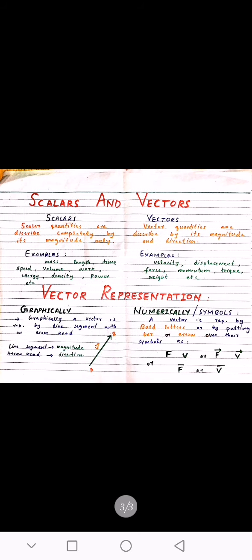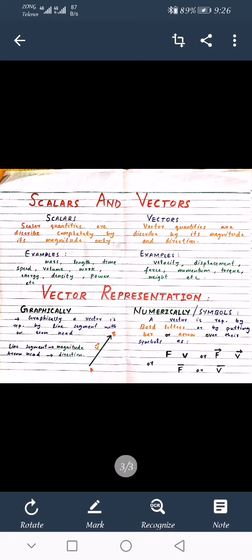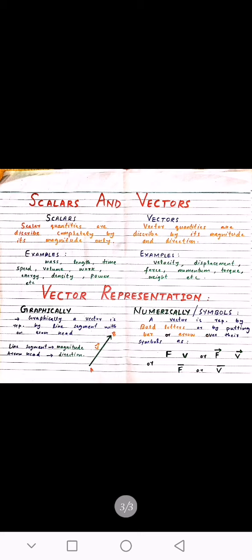And our next topic is scalars and vectors. These are two quantities in physics we use. Those are scalars and vectors. Scalar quantities are described completely by magnitude only. In order to describe scalar quantities completely, we require only the magnitude of the quantity. For example, mass, there is no direction of mass. For example, length, there is no direction of length.